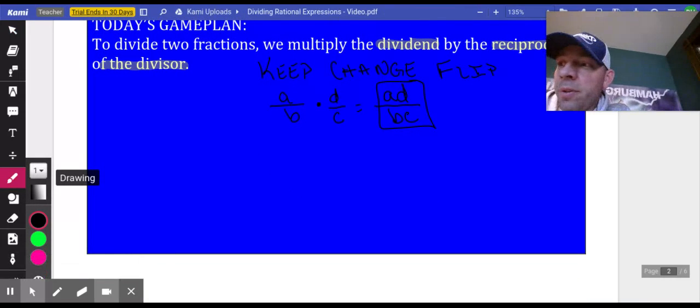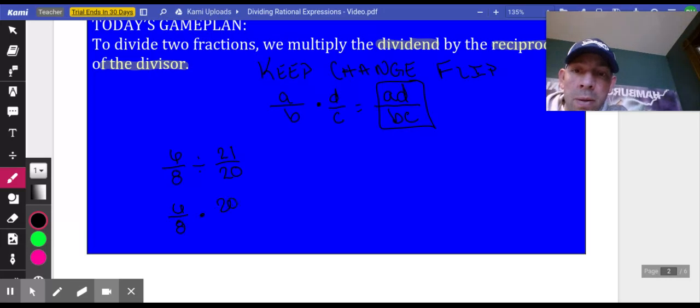Let's tackle one really simple example that we might have seen in middle school. Let's say we had 6/8 divided by 21 over 20. The first thing we're going to do is a keep, change, flip. And then we're just going to get everything factored.